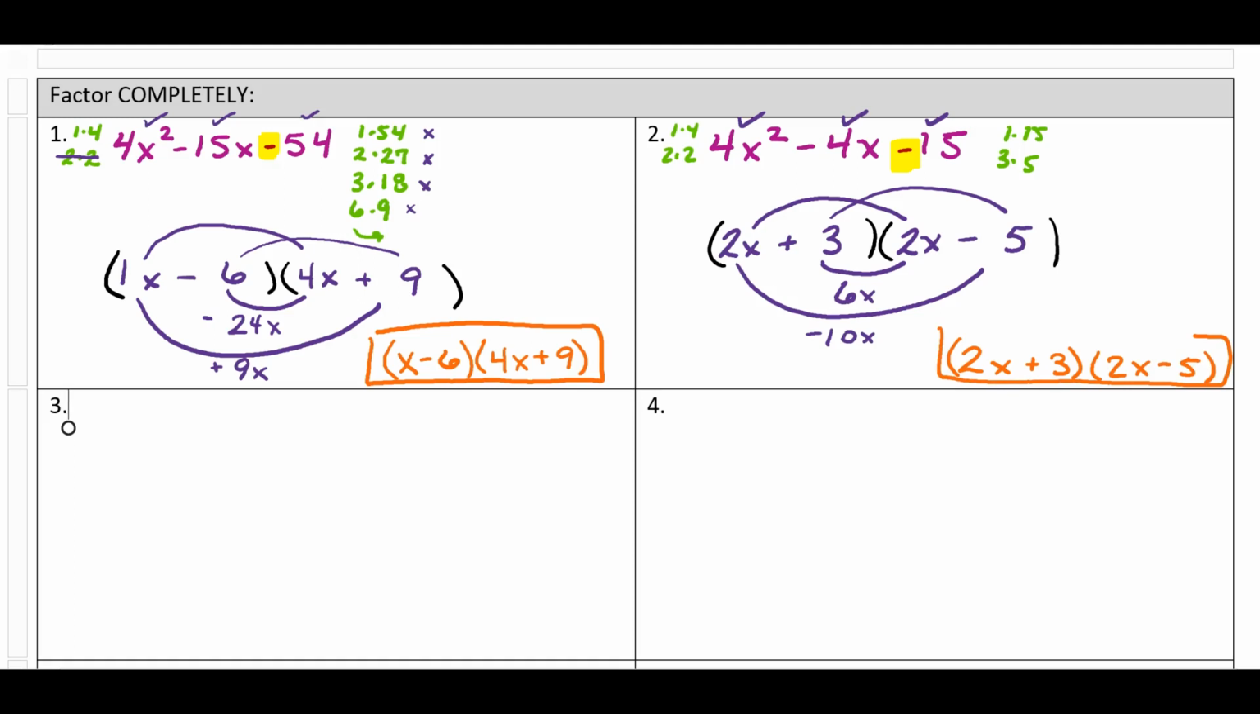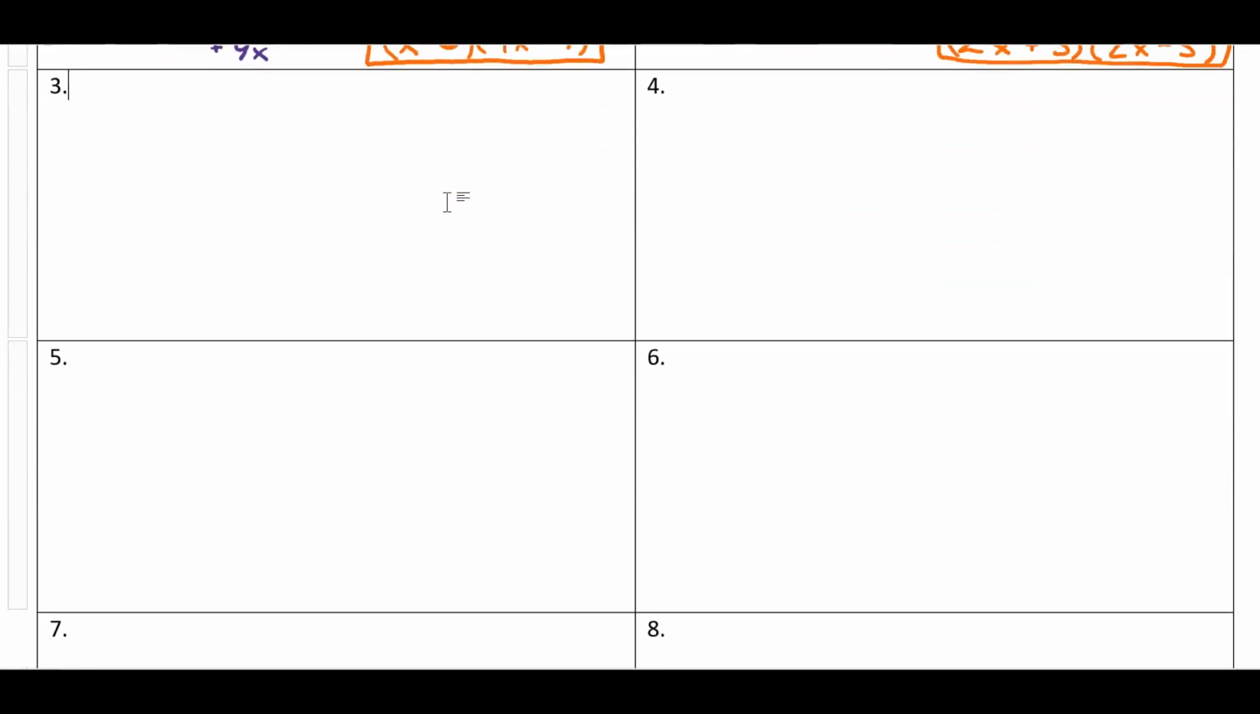So as you start to work with these more and more, you'll get quicker at guessing. You'll be able to kind of rule out the less obvious answers, and you'll be able to see that certain problems work better than others. Okay, so let's try number 3. So it's going to be 8x squared plus 59x minus 40. So let's start by writing our factor pairs.